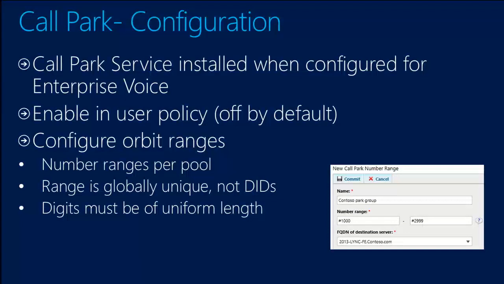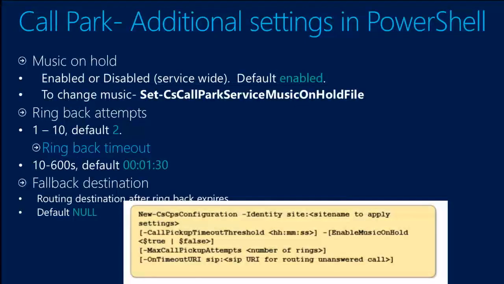The policy is off by default. You need to enable it if you want to configure call park. The number ranges are per pool, and as I said, should be globally unique within the pool. So we cannot have these numbers mixed with other numbers which you have configured, maybe for response group or others. It must be unique. When the call is parked, you can decide what you want to do, music on hold, or there are different possibilities. The default timeout is how long it should park. If nobody retrieves the call, then what should happen to that call? So this can be done.